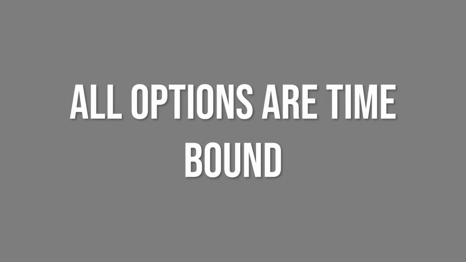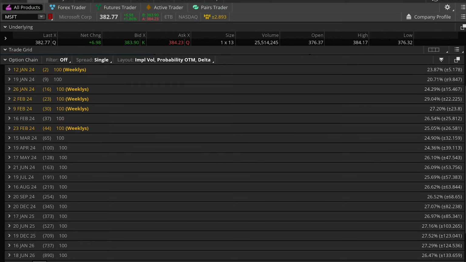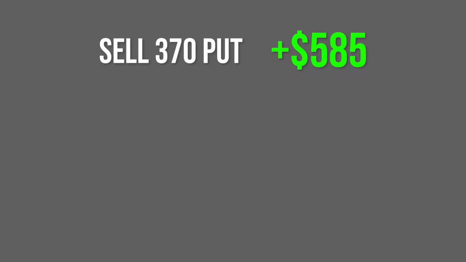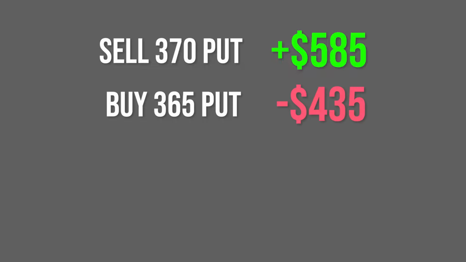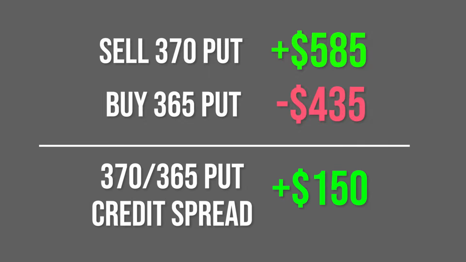Now, because all options are time bound, we need to decide when we want those options to expire. Normally, I like to do 30 days to expiry, but you can do any amount of time that is shown on the options chain. In this example, we'll do 30 days out. When you're selling the Microsoft 370 put option, we'll actually receive $585, because we're selling an option, so we receive money. When I'm buying the Microsoft 365 put option, I'm going to be paying $435. So after that transaction, I'm going to end up receiving $150 after that credit spread is open.